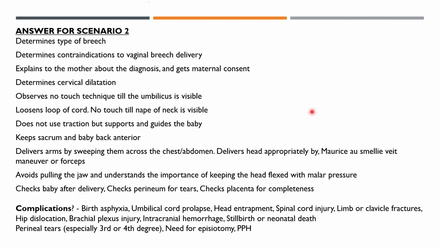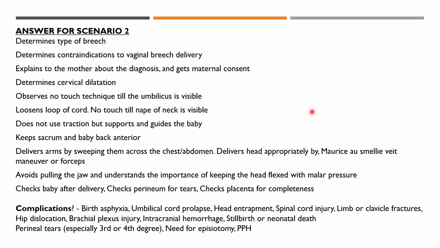Make sure, remember to loosen the loop of the cord to reduce the traction. No touch until you see it's reached the scapula out of the neck. That's when you start applying gentle traction, support the baby, do your maneuvers. Make sure the sacrum and the baby's back is anterior. Deliver the arms by sweeping them across the chest and the abdomen and then removing them outside.